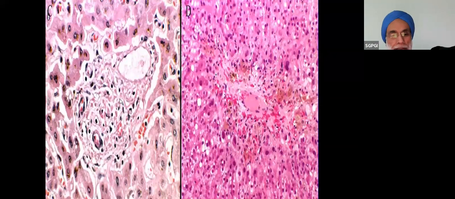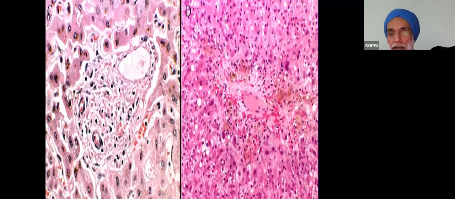And here's an example of ductopenia. And here's an example of centrizonal cholestasis and dropout in later stages of chronic rejection. So presumably this liver has severe graft arteriosclerosis, and there might even be hepatic artery thrombosis on top of that chronic rejection. So that's what we see here.